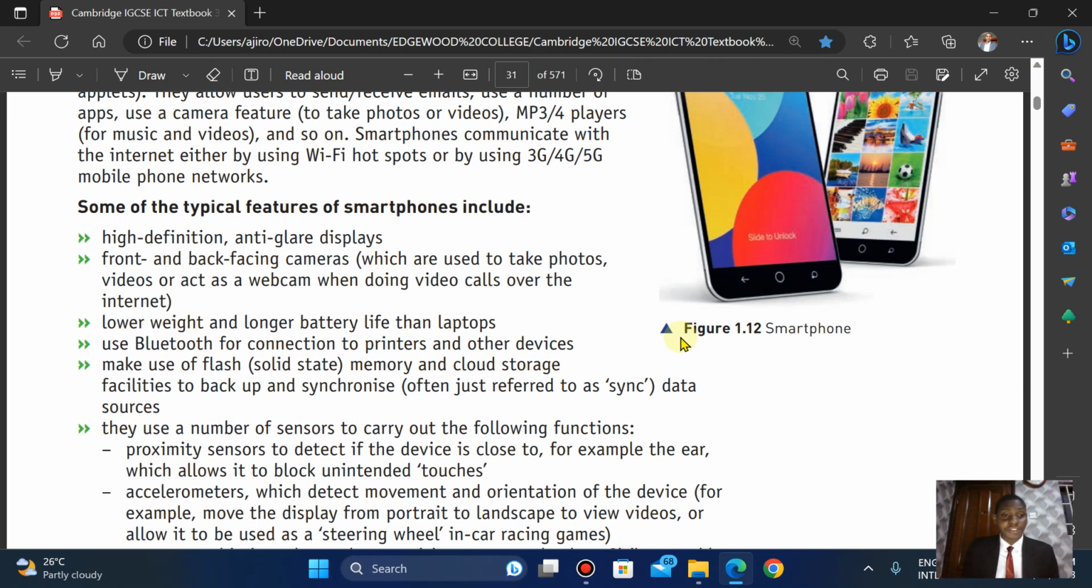Okay, so it is the use of the flash, talked about solid state memory and cloud storage as well. These are a number of sensors that carry out the following functions: a proximity sensor to detect if the device is close, for example, to the ears, which allows you to block unintended touches. So it uses what we call the proximity sensor. If you're making a call, for example, and you put it very close, you see that it goes off, right? It goes off. Okay.